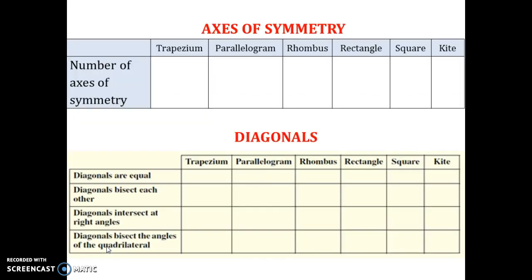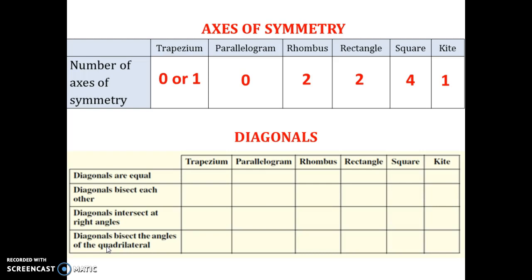The next thing, our axis of symmetry. Well, in a trapezium, it's 0 or 1, because if you have a trapezium that has parallel sides that are different lengths, but the other two sides are equal in length, it's kind of like an isosceles trapezium. You can have one only down the centre, but most trapeziums have no axis of symmetry. Parallelograms have none. A rhombus has two. A rectangle has two. A square has four. And a kite has one.